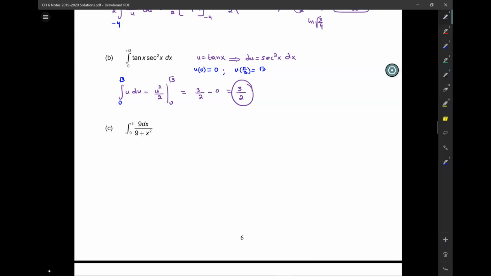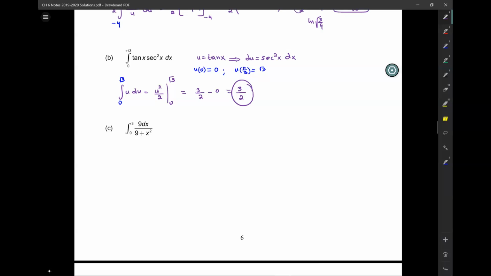So now, what would you take as your u? Okay. So then what would du be? 2x, which doesn't cancel. But is there another 2x here for you to cancel out? No. So now what?